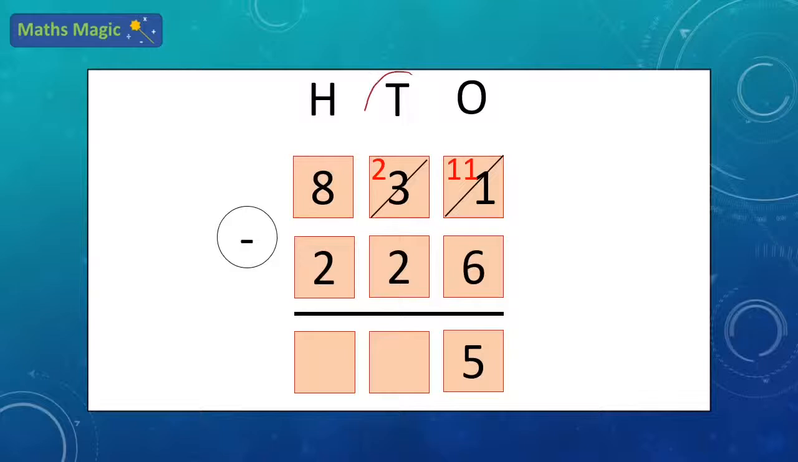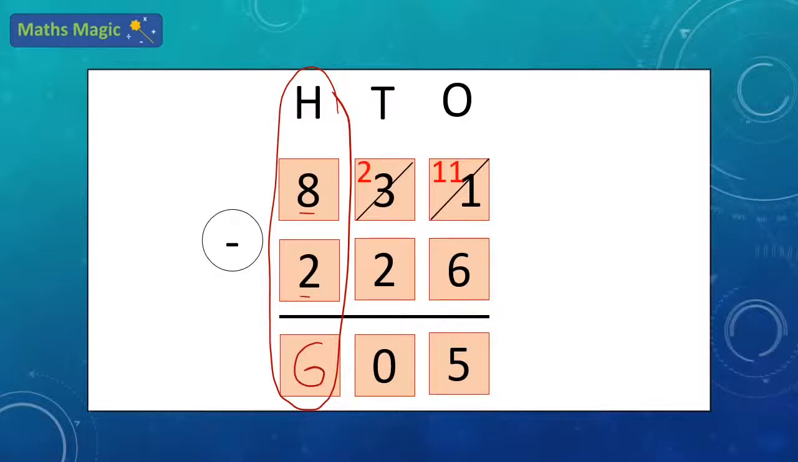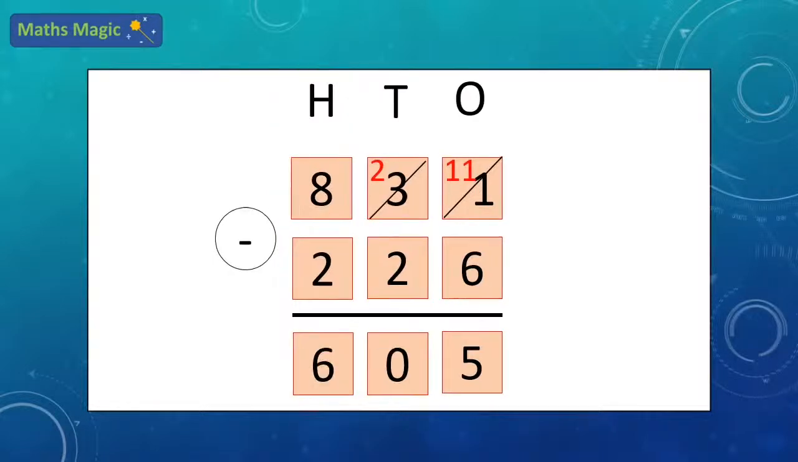Next we're looking at our tens column. The question is 2 subtract 2, which of course is 0. We put that under our tens column. And finally, our last column is our hundreds. So we've got 8 subtracted by 2. So 8 subtracted by 2 is 6, and we put that in our hundreds column. So our question was 831 subtract 226 equals 605.